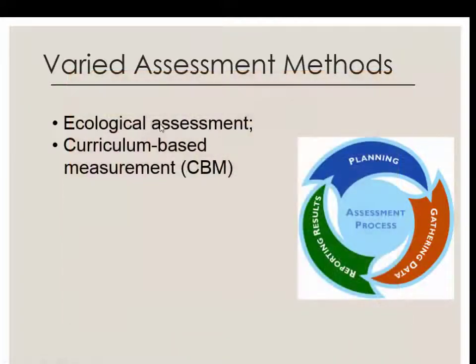Waterman talks about ecological assessment, which is assessing students in all realms of their school life, and even at home, to see exactly what may be causing, instigating, or triggering behavior. Curriculum-based measurements we will talk about next. These are short-timed tests based on your curriculum that are sensitive to small gains in achievement and are used for progress monitoring.